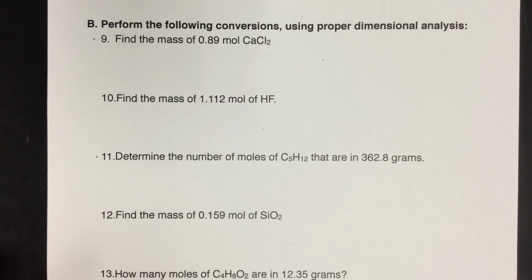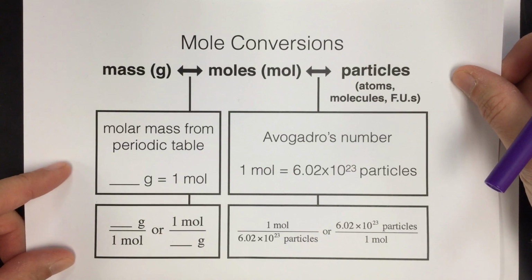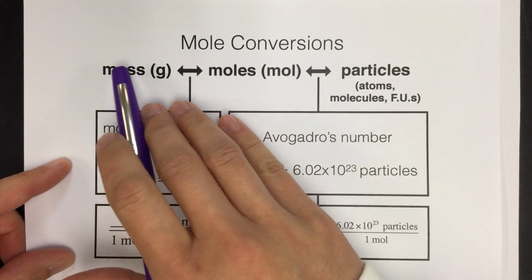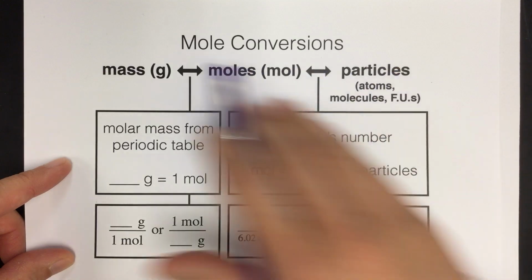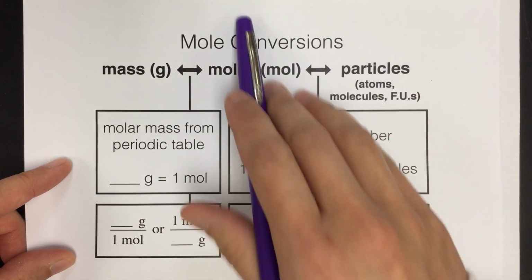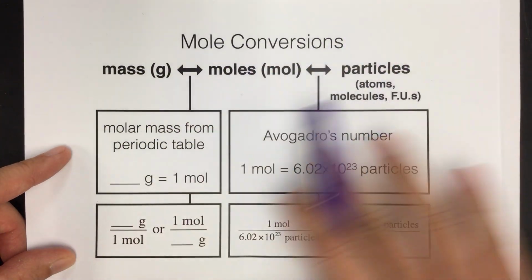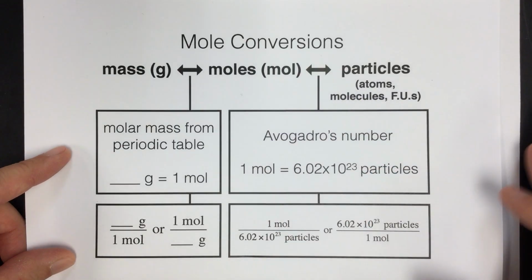To do these conversions, you'll probably want to refer in your notes to this conversion chart where we have how we could convert from mass to moles or particles, and you can use this in any direction. You can enter and exit at any point of this. So depending on what the question's asking us, we'll be using different paths on this conversion sheet.